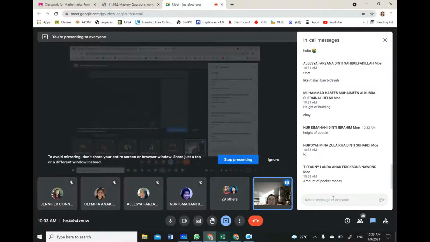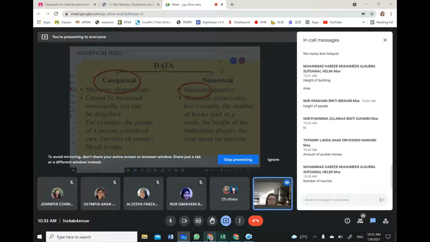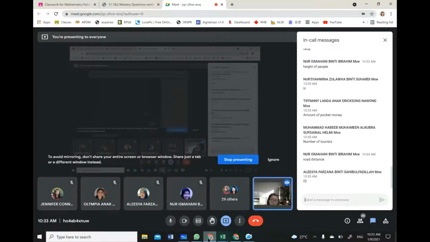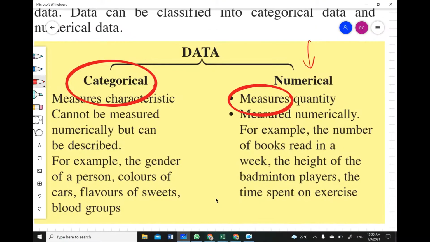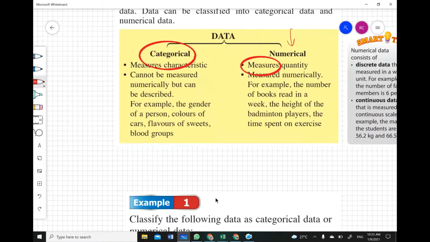Okay, you understand now? So let us continue over here. One more is given. Number of tourists, correct, very good. Road distance, yes, correct. All of these are numerical data. IQ, Alicia said IQ. What do you mean IQ? Okay, the level of IQ of a person, yes, numerical data. Okay, thank you very much. You know the idea already. So let us continue here.